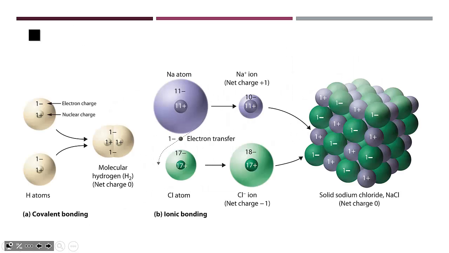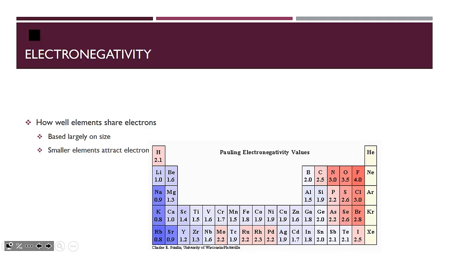So again, the big difference here: in ionic compounds, you form ions, which form a repeating pattern, a formula unit. However, in covalent compounds, there's a sharing of electrons between the two nuclei, and this sharing holds those nuclei in close proximity to one another. Now, how well an atom attracts shared electrons is its electronegativity.